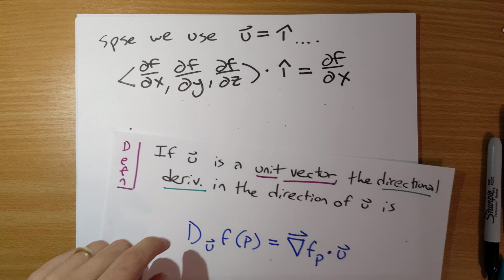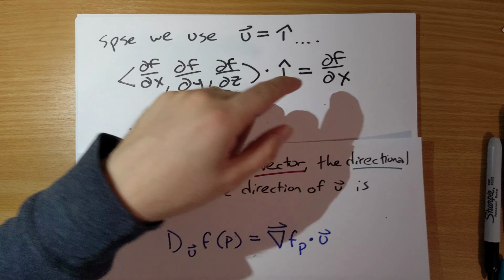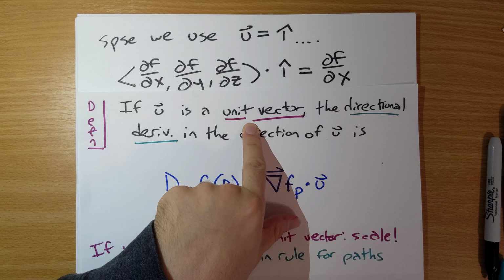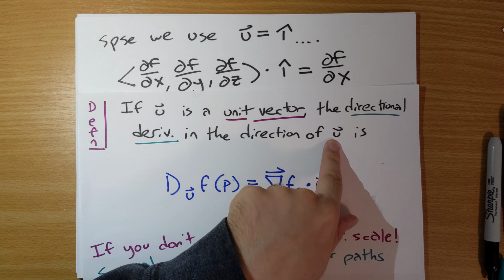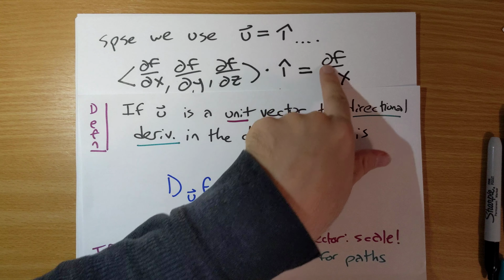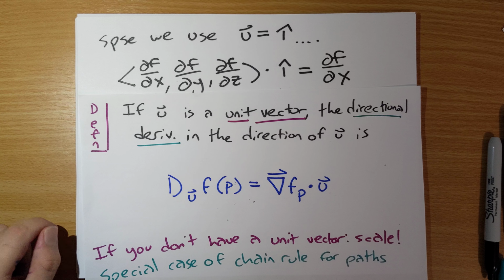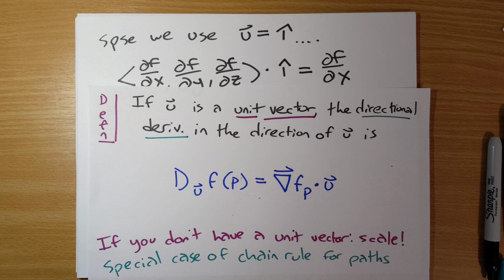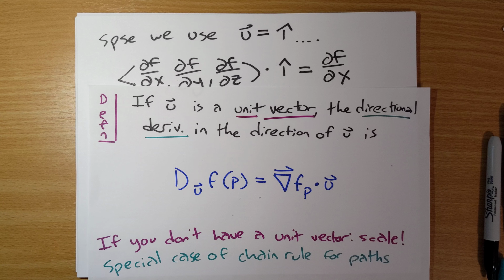So if we have i hat as a unit vector, the directional derivative in the direction of i hat is just the partial derivative with respect to x. Similarly, the directional derivative in the direction of j hat would be the partial derivative with respect to y, and ditto for k hat and the partial derivative with respect to z.